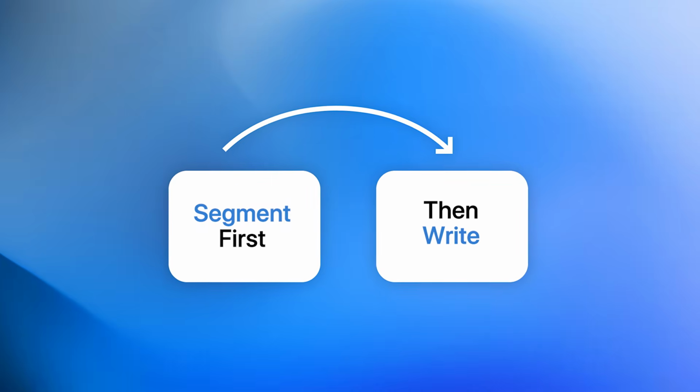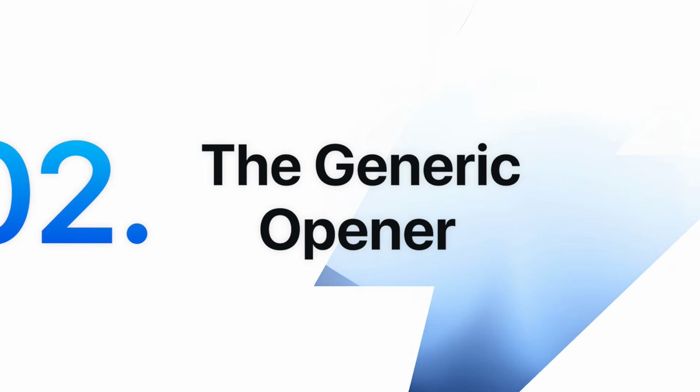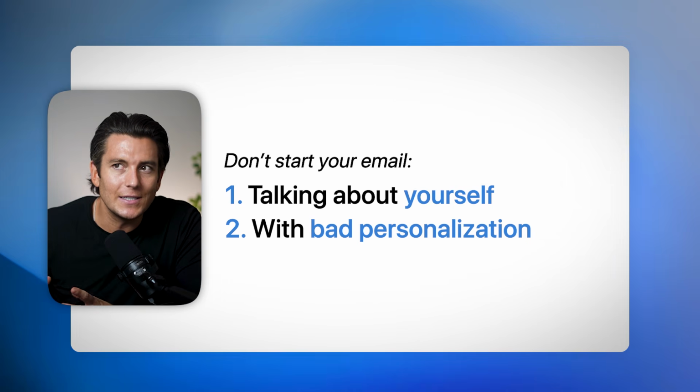Segment first, then write. All right, problem number 2 is what we call the generic opener problem. This is when your email starts in one of 2 ways. First, by talking about you, your company, what you do, instead of immediately addressing something relevant to them. Or second, you think that you're personalizing just because you put their job title or company name, but it's painfully obvious that you sent the same exact email to 500 people.